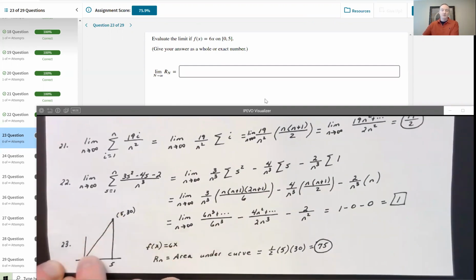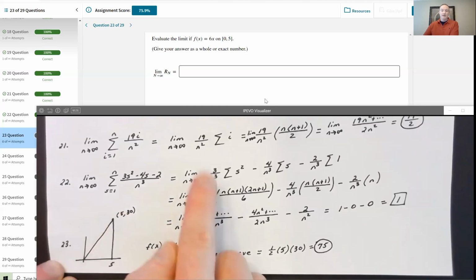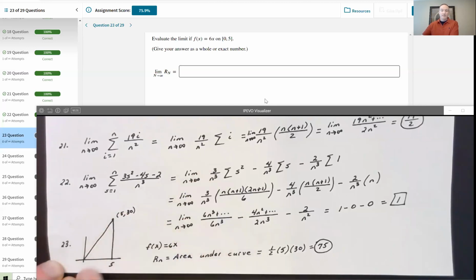I drew out my function 6x. We know at x equals 0, because we're trying to find the area from 0 to 5, at x equals 0, the y value is 0. At x equals 5, the y value would be 6 times 5, or 30.